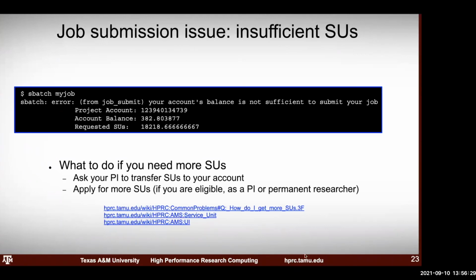So in short, when you're running out of SUs, if you're a faculty member, apply for a startup account. If you're a student and you run out of SUs, you need to ask your PI or your professor or your advisor to apply for a startup account, and they can sub-allocate SUs to you. Okay.